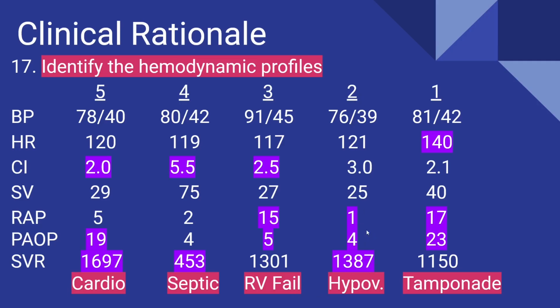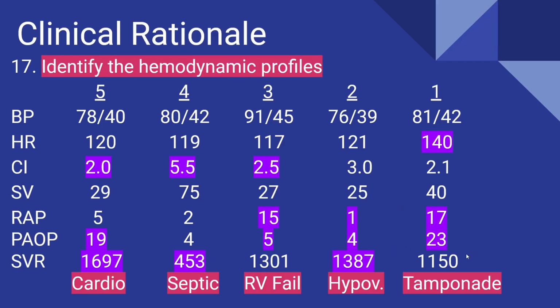Number 2 is more of a hypovolemic shock. It looks very similar to septic shock because of these low preload values, right? Low right-sided preload, low left-sided preload. The body's just barely able to compensate, or it's not able to compensate. It's trying to with this heart rate, but the blood pressure is still low.